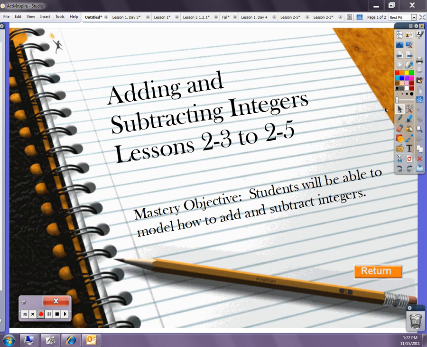In math, students were working to add and subtract integers. Their mastery objective is that students will be able to model how to add and subtract integers. So let's take a look.